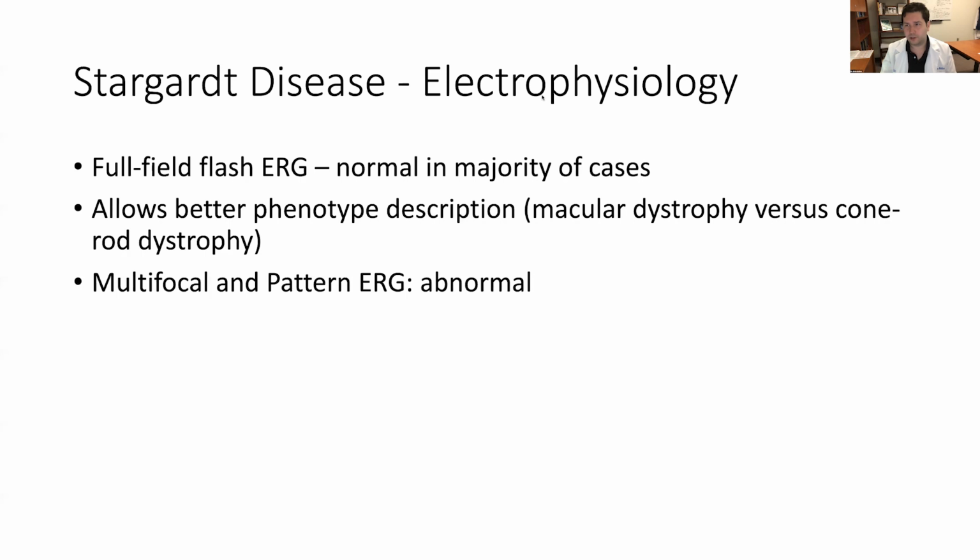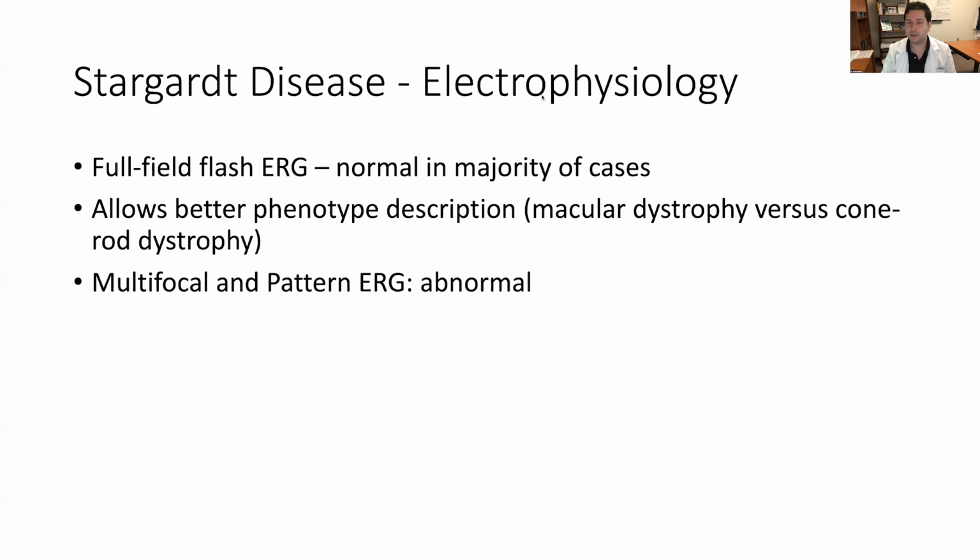So in classic Stargardt disease, Stargardt macular dystrophy, in order to be a macular dystrophy, the full field flash ERG really should be normal. And that's true in the majority of cases. And we can reassure those patients with a normal full field flash ERG in most cases that their side vision will remain strong as their life continues, even if their central vision becomes more difficult.